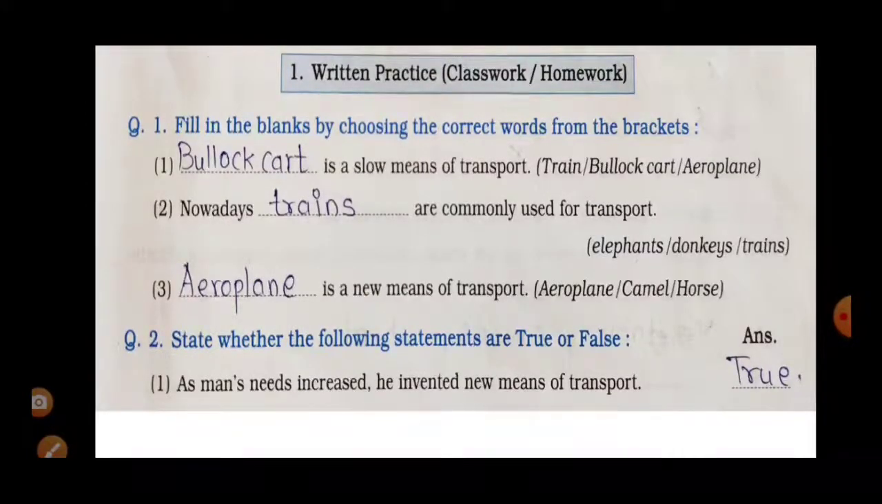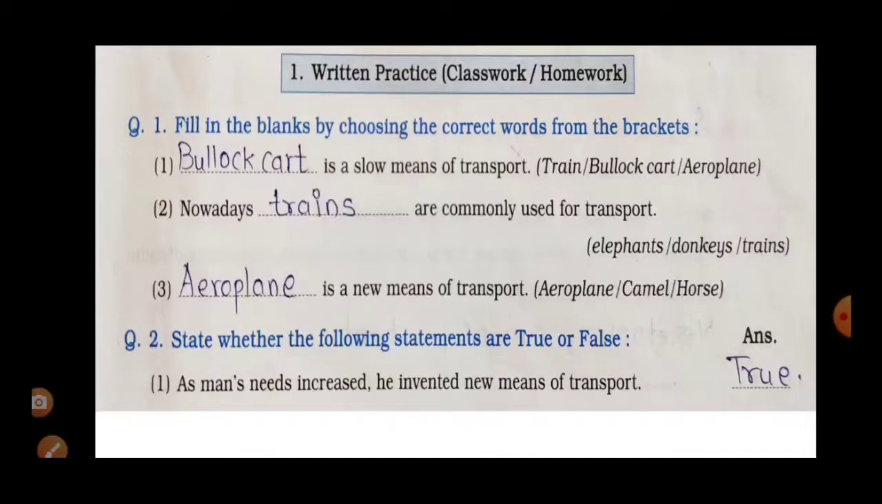Question number 1. Fill in the blanks by choosing the correct words from the bracket. Number 1. Dash is the slow means of transport. Answer is bullock cart. Number 2. Nowadays dash are commonly used for transport. Answer is trains. And number 3. Dash is the new means of transport. Answer is aeroplane.